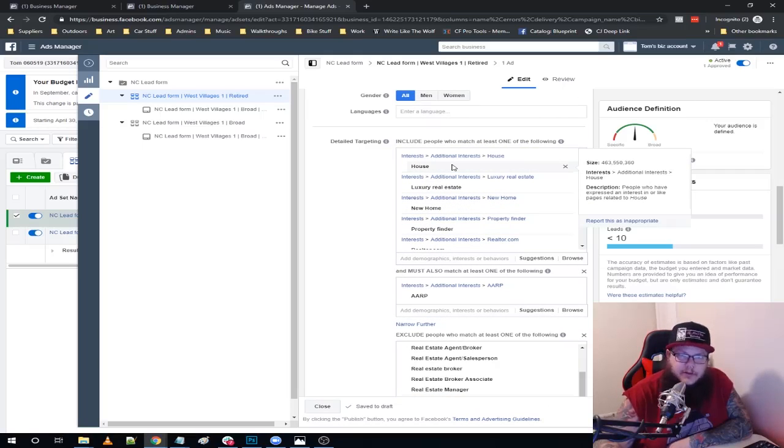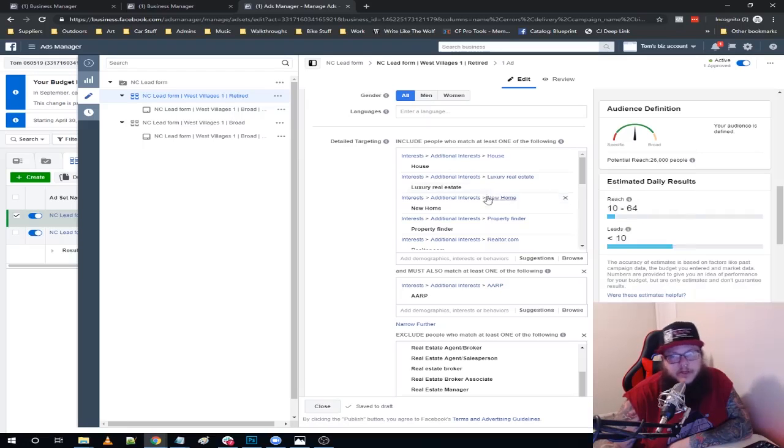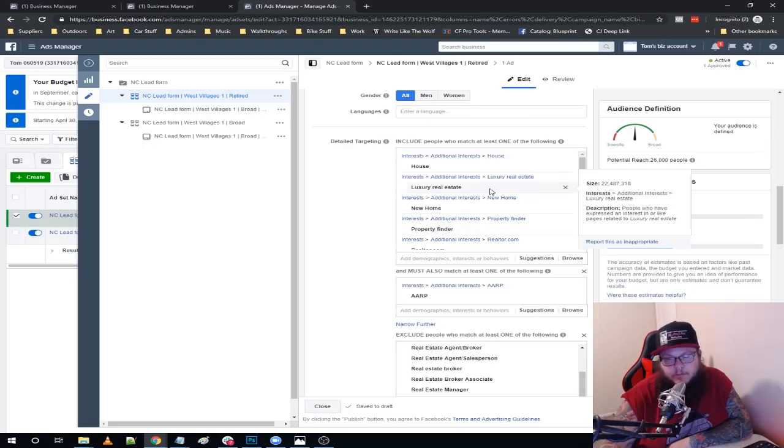House, easy. That's going to be a root niche. It's 463 million, and retired people are going to like house. Luxury real estate, again, it's a root niche because you're going to find people in luxury real estate that meet different demographics, like retired, first-time buyers, millennials, and people that like Gucci, etc., etc.